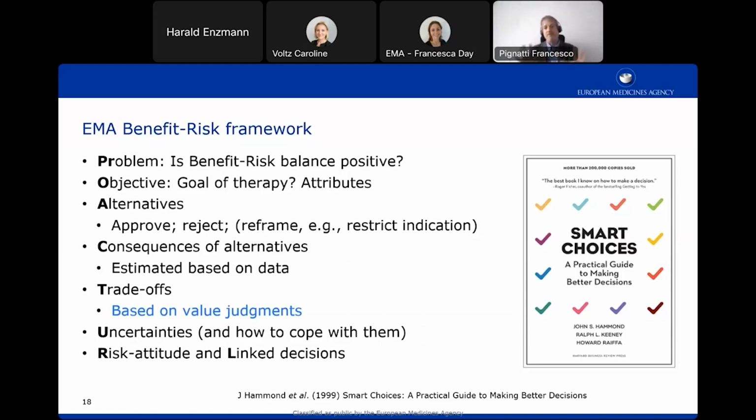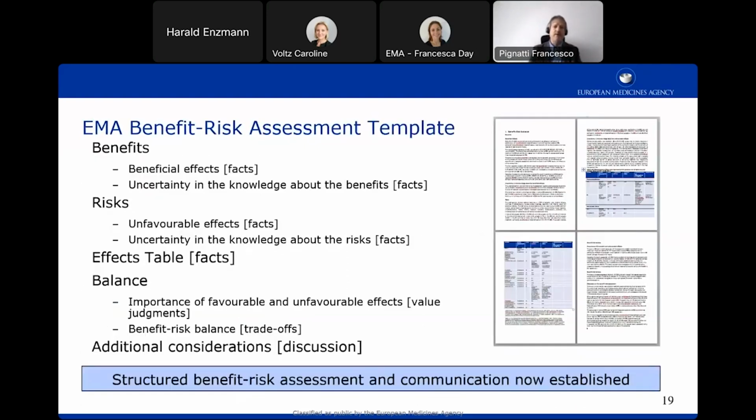And we developed a framework largely inspired by models developed in economics and behavioral psychology, which structure the benefit risk problem or decision problems in general in a number of elements. And we will focus on the first one of them, which is the effects table. But take the time to familiarize yourself with the structure.